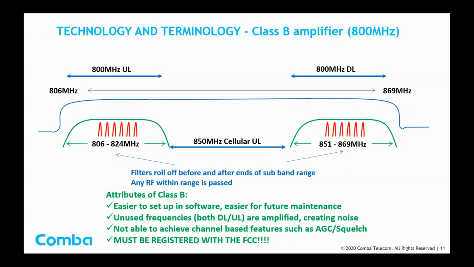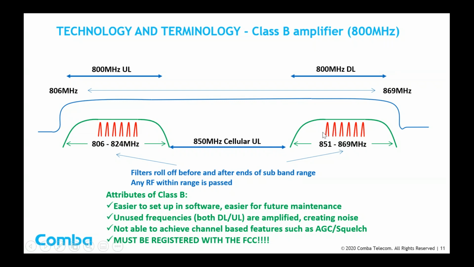Again, continuing on with some technology and terminology, I promised some slides that would explain this. So here's kind of what a Class B amplifier, this could be a BDA or fiber DAS, looks like. What we've got here is a number of 800 meg public safety uplink signals. The signals are depicted by those little red spikes.